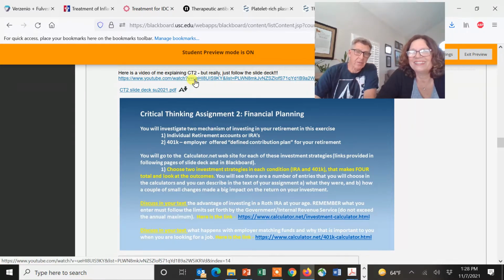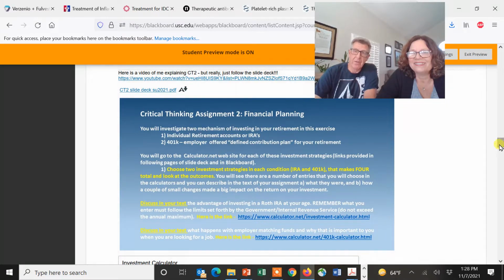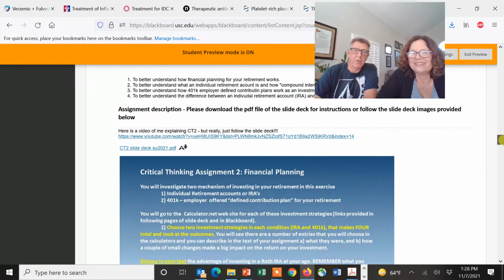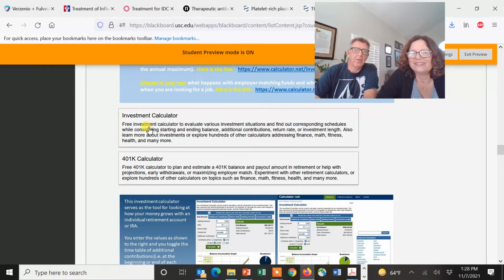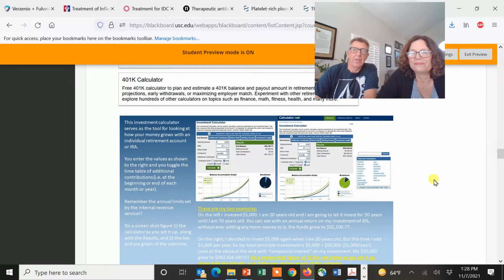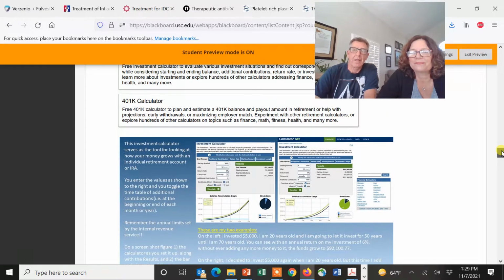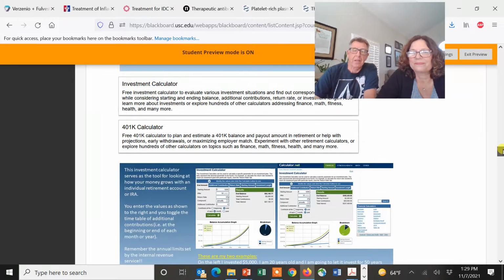There's a video that guides you how to do it. There's the slide deck that is reiterated here in terms of the slides that we put into this, and here's the investment calculator. You click here. Here's the 401k calculator. You click here. You can see the exponential growth in the money right there, and that's the kind of curves you're going to generate when you do the IRA, which is the investment calculator.